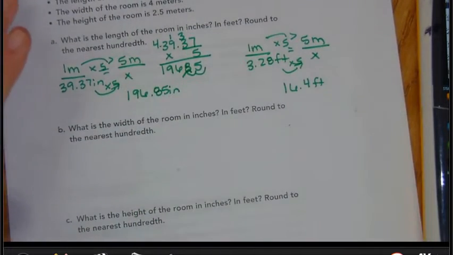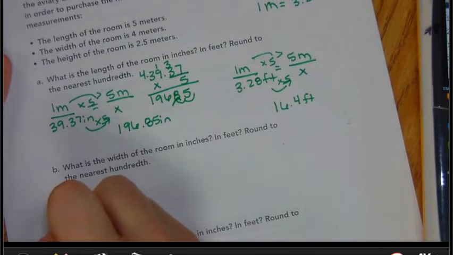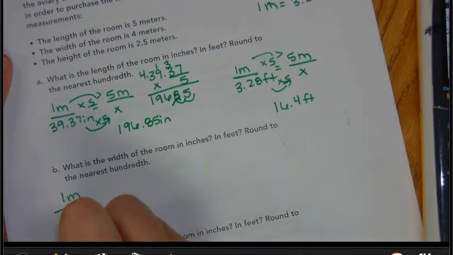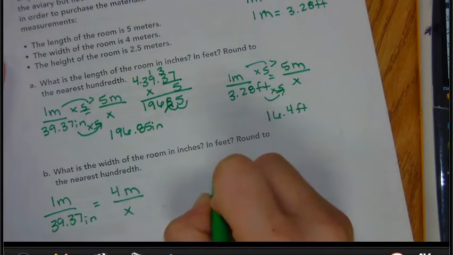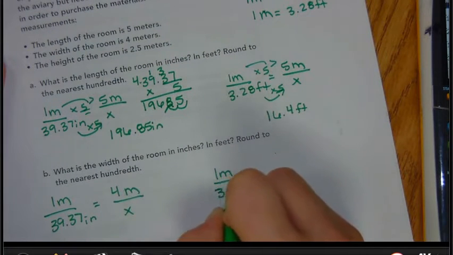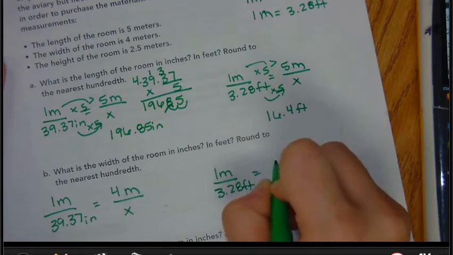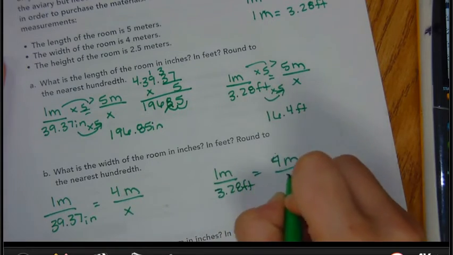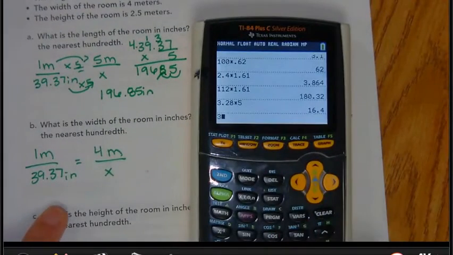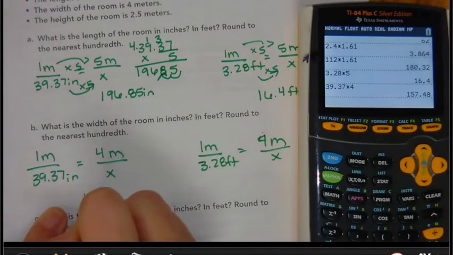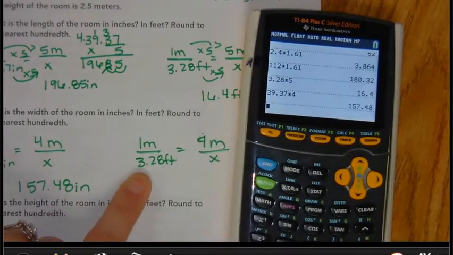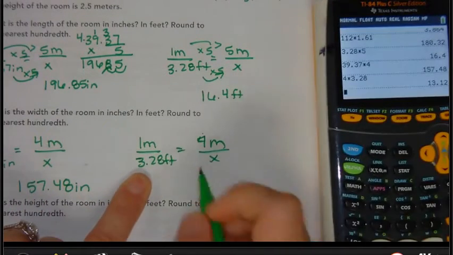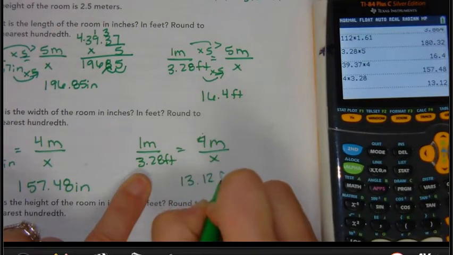Okay, you're going to follow the same exact steps that we have done here. So I have 1 meter, 39.37 inches equals 4 meters, an unknown. 1 meter, 3.28 feet is equal to 4 meters, an unknown. Okay, I'm going to multiply by 4 on both sides, times 4, to get 157.48 inches, or 4 times 3.28, or 13.12 feet.